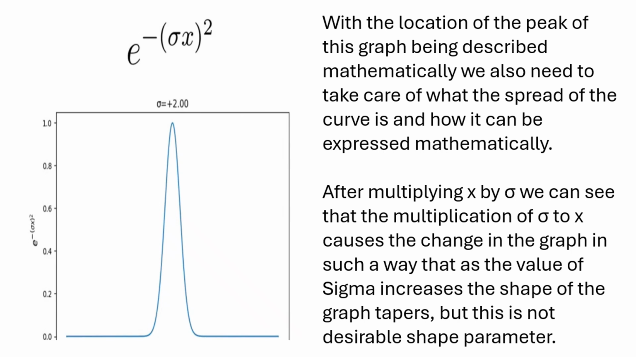But then, as we know, sigma denotes standard deviation, and standard deviation is the spread of the normal curve. Thus ideally, as the value of sigma, the value of standard deviation, increases, the two ends of the curve should go away from each other. That is, the curve should start spreading more and more, but this is not occurring here, and thus this attempt to multiply x by sigma fails.